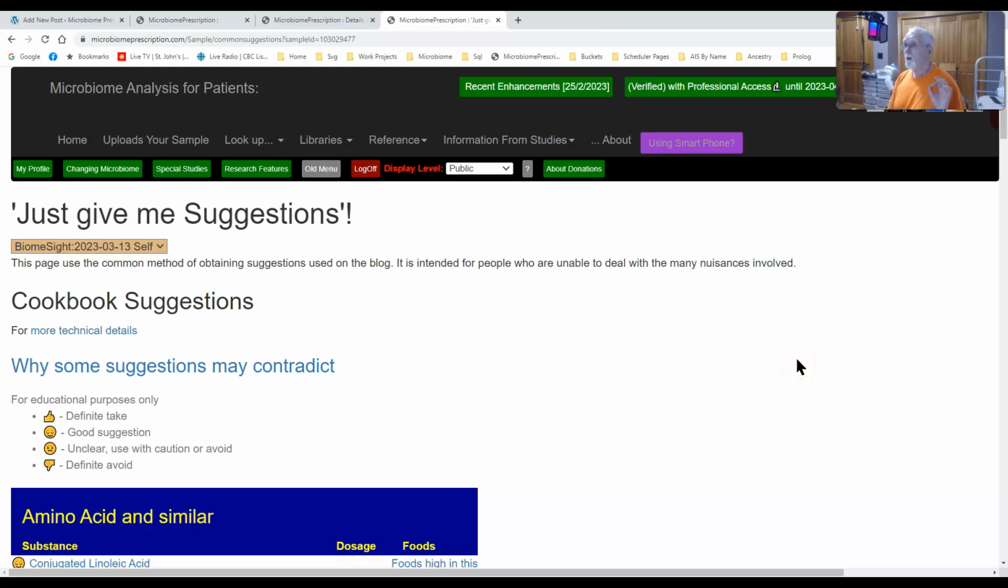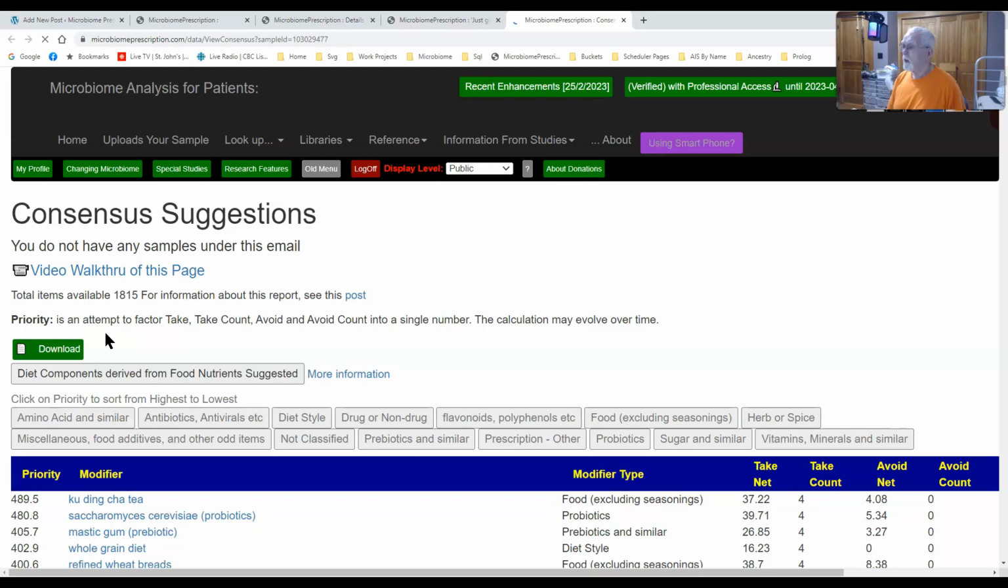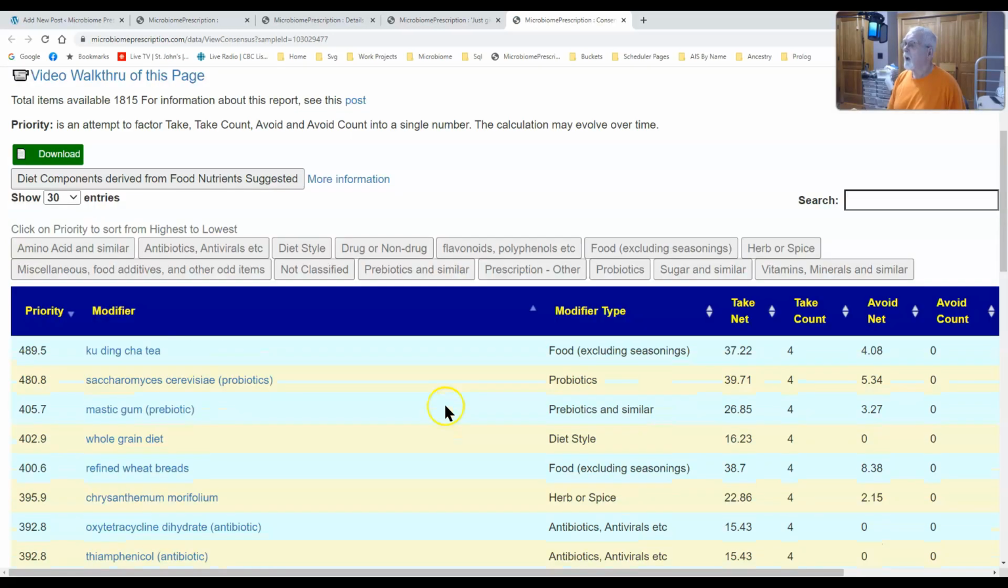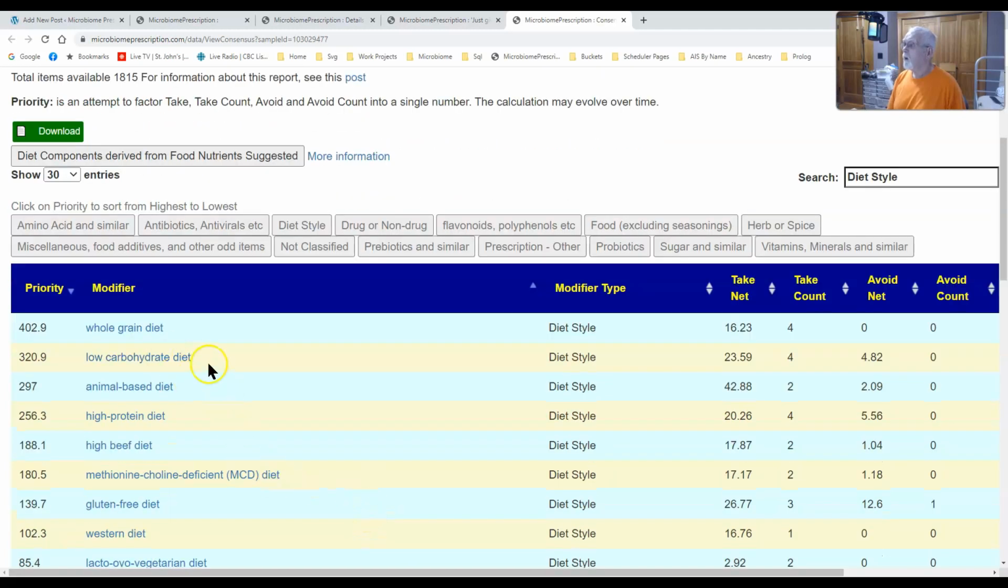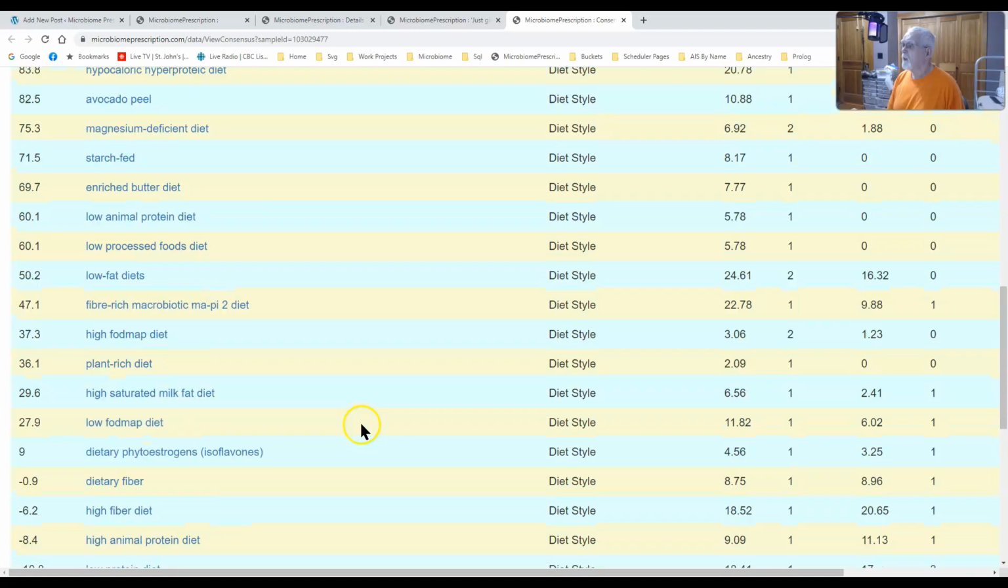However, our concern is more about his diet. So click right here, more technical details. That takes us over to the consensus suggestion. And there we see everything. And now we can go and click something like diet style. And we see low carbohydrate diet, animal-based diet, high protein diet, all positive things. But some of this he's already doing.